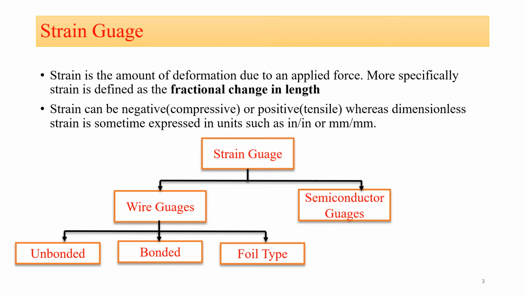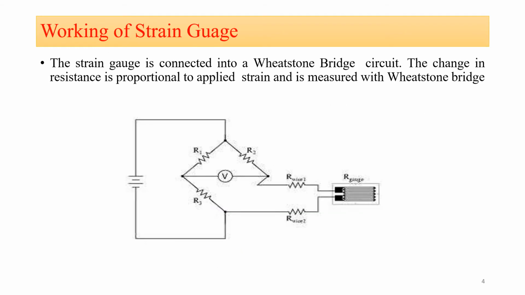Now the strain gauges are basically classified into two types, that is wire gauges and the second one is the semiconductor gauges. And wire gauges are again classified into three categories, that is the unbonded wire gauge, the bonded wire gauge and the foil type wire gauge. Now let's see the working of the strain gauge.